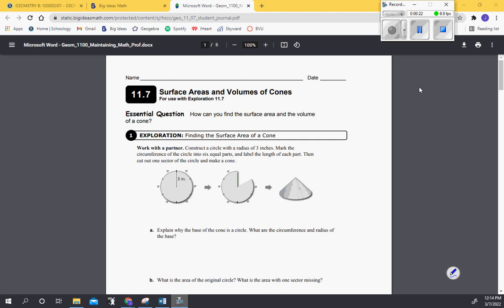If you took, let's just say a cylinder, or a pop can, and you were to cut that pop can in half. Okay, cut it in half. What you would have is the surface area.